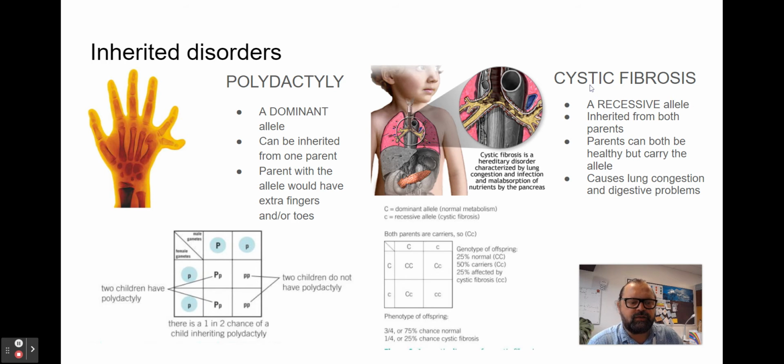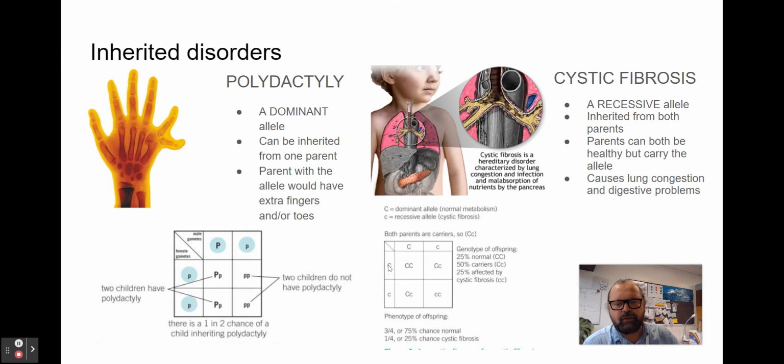Cystic fibrosis is the other example to contrast, and this is caused by a recessive allele. So the most common inheritance of cystic fibrosis would be that both parents carry the allele, but it does not show itself because they're heterozygous and they've got the dominant allele, which means the cystic fibrosis gene does not show itself. So where both parents are carriers, which you can see here, the gametes, the father's sperm, would be 50% dominant normal and 50% recessive cystic fibrosis.